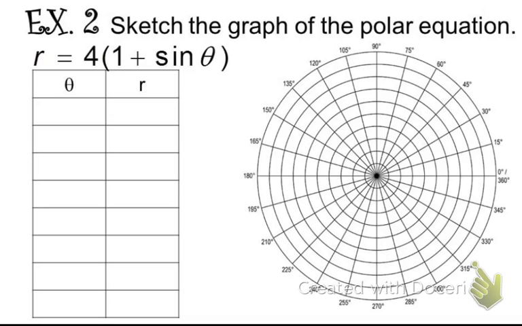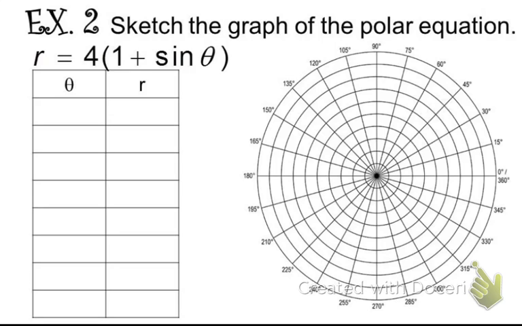Okay, number 2, I've got r equals 4 times 1 plus sine theta. So I've drawn a table here so that when you put this in the calculator and go to your table, you can write down some of these key angles and then connect the dots with your picture. I'm going to go through these kind of fast and not plot every single point, but throw the points up there and then look at what the graph is.